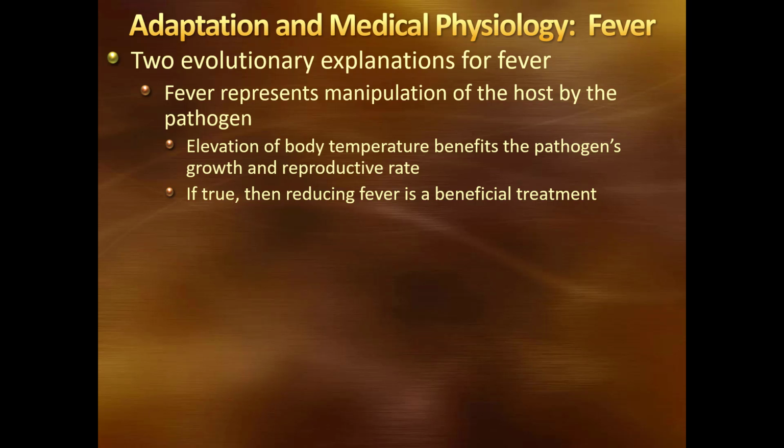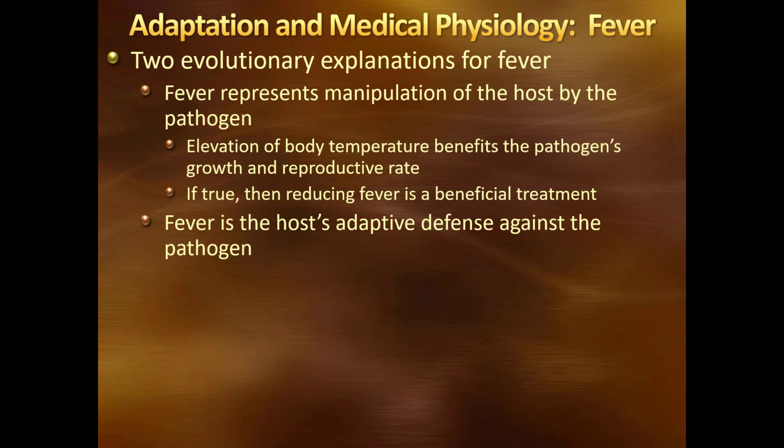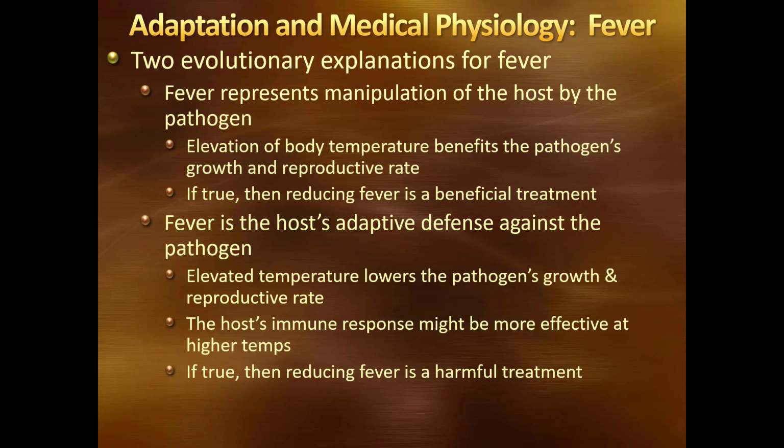Now, if this is true, then a rational treatment for the disease would be to reduce the fever, because by reducing the fever, you would then also be reducing the pathogen's reproductive rate. On the other hand, it may be that fever is actually the host's adaptive defense against the pathogen. By elevating temperature, it decreases the pathogen's growth and reproductive rate, and it might also facilitate and enhance the host's immune response when we have these higher temperatures.